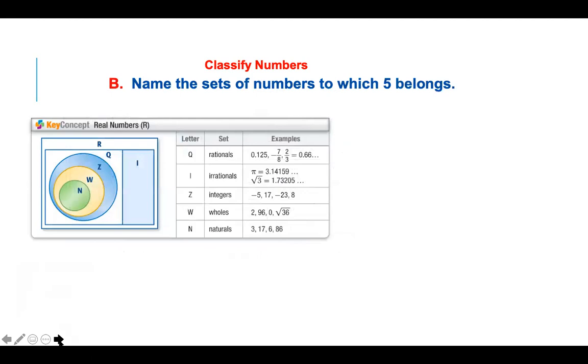All right, our next example is we're going to take a look at 5. I can already tell you it's going to fall under rational. It's also going to be an integer because it is a whole number. And since I use it when I'm counting, it is also natural. So it falls into 5 categories: a real number, a rational, an integer, a whole, and the naturals.